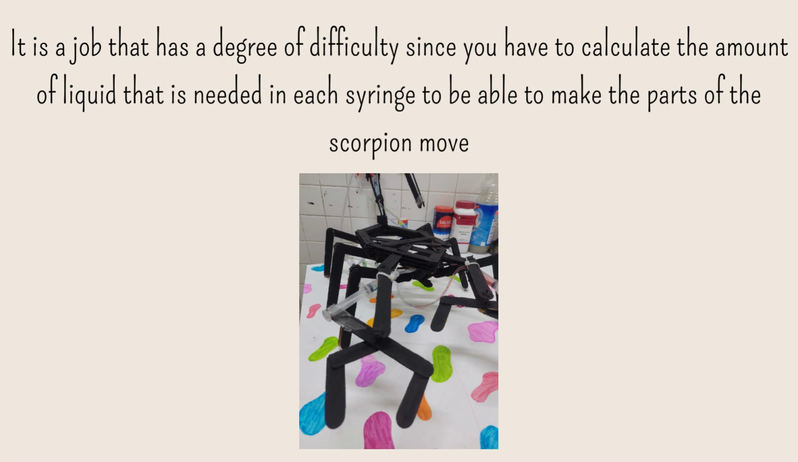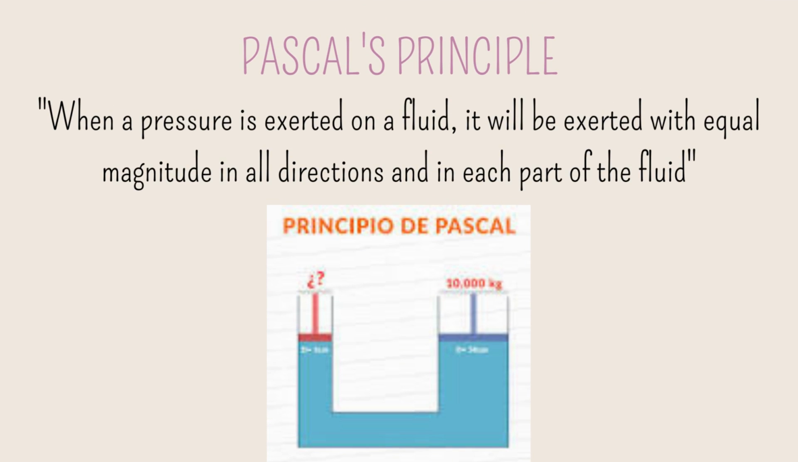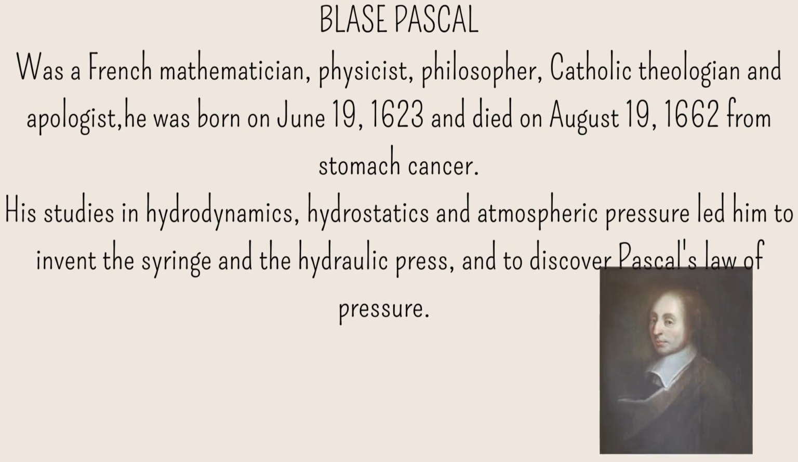It is a job that has a degree of difficulty since you have to calculate the amount of liquid that is needed in each syringe to be able to make the parts of the scorpion move. Pascal's principle: when a pressure is exerted on a fluid, it will be exerted with equal magnitude in all directions and in each part of the fluid.